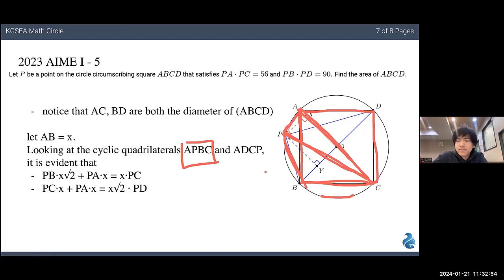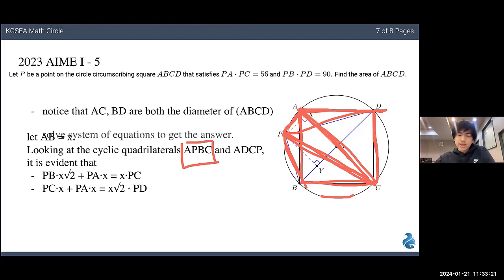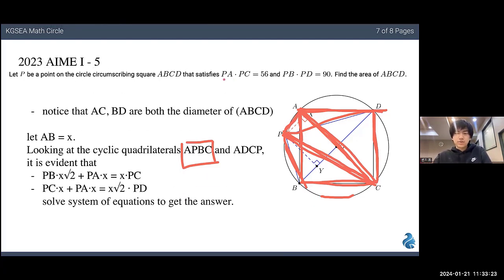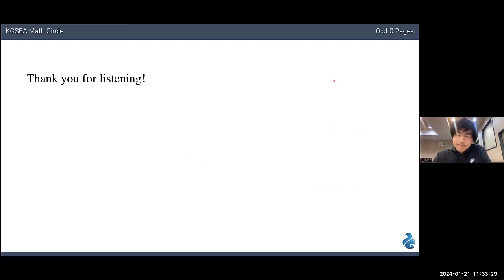And in a similar way, we just do the same thing for the other quadrilateral, ADCP. AC, or x root 2, multiplied by PD is going to be the same as AD, or x, times PC, plus PA times DC, or x again. Now we just solve the system of equations using these conditions to find the answer. Yeah, and that's it. Thank you for listening.